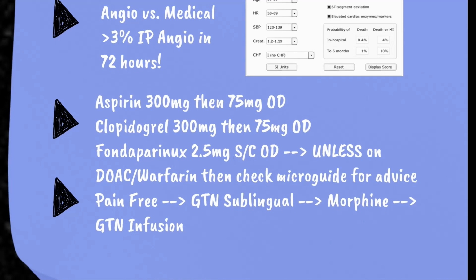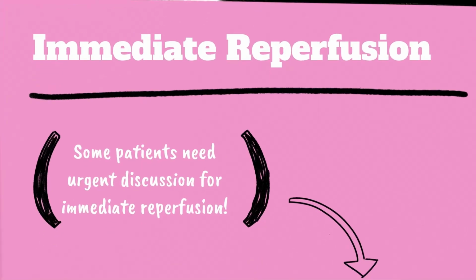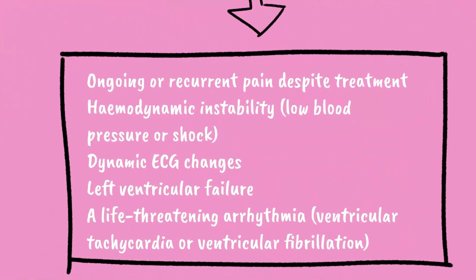Some patients need consideration of immediate reperfusion. Some indications for this include ongoing or recurrent pain despite treatment, hemodynamic instability, dynamic ECG changes, left ventricular failure, or a life-threatening arrhythmia, so for example, a ventricular tachycardia or ventricular fibrillation. The above features will require a discussion with cardiology for potentially reperfusing the patient immediately.